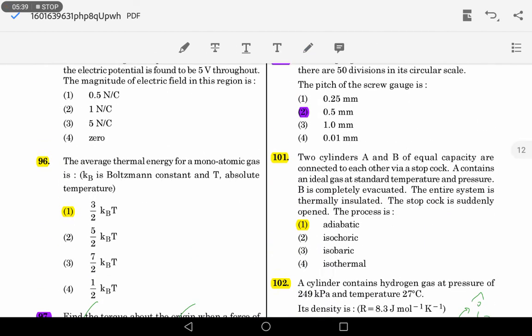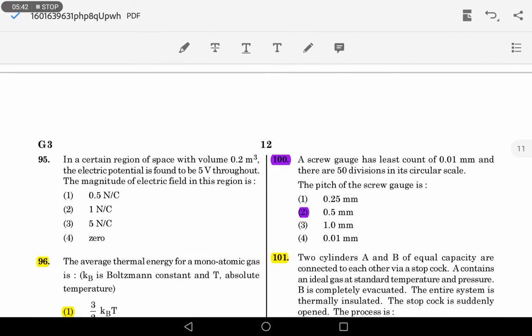And next question, a screw gauge has least count of 0.01 millimeter and there are 50 divisions in its circular scale. The pitch of this screw gauge is? What is pitch? So consider a circular scale, which is usually a popular viva question. A screw gauge has a circular scale and a linear scale. As we rotate the circular scale, we actually measure. The circular scale, as we measure, will move in a straight direction. It will rotate, and also it moves in a linear direction.